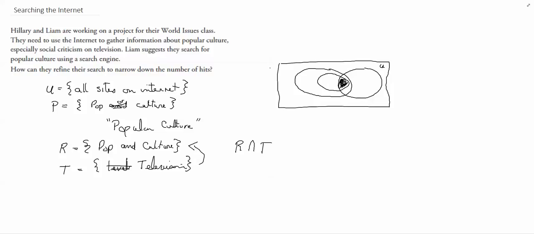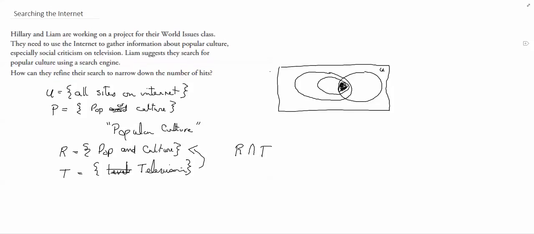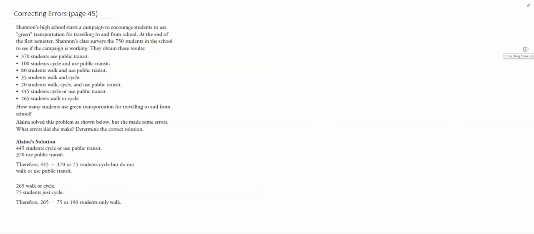Okay, and really you need to take some time and learn how to use your search engines to narrow your searches down that way, which is a workshop that the library gives, so you might consider that. Let's go on. We've talked about correcting errors before, so let's do some more correcting errors.